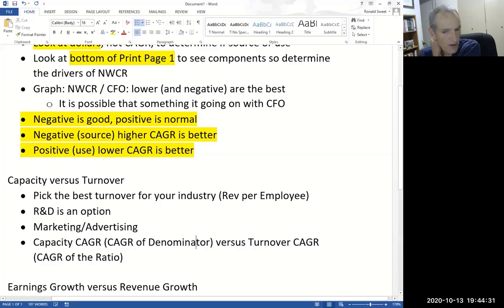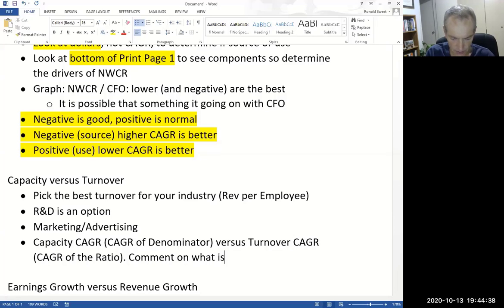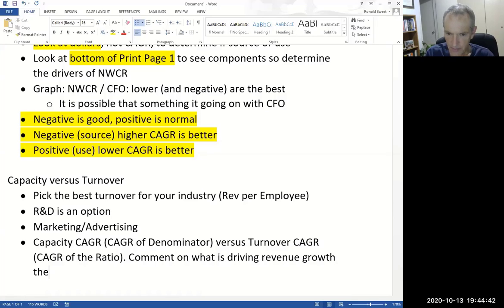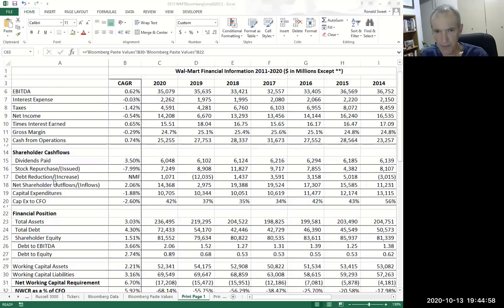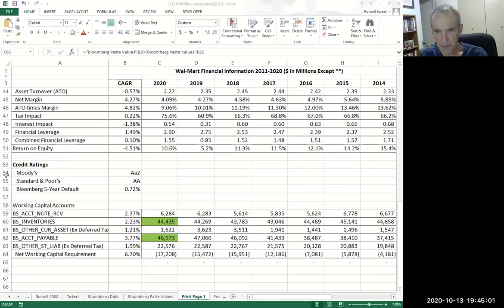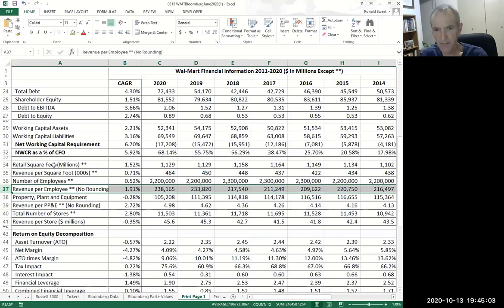All right, so look at Walmart. This is real important that you put those both in there, and then you comment on what is driving revenue growth. Is it capacity or is it better turnover? You want it to be better turnover. So let me remind you, showing you here Walmart. So Walmart, I'm going to go up to lines 34 and 35. You might be using lines 36 and 37.